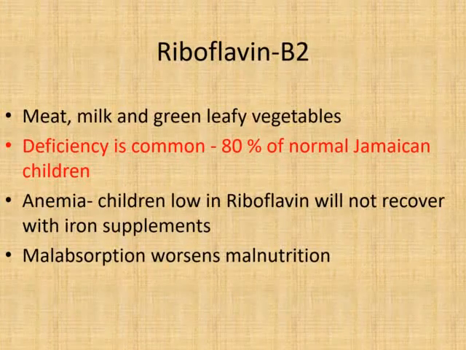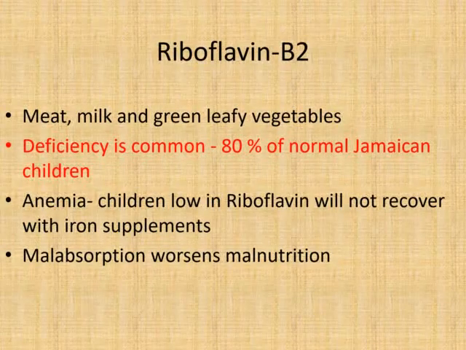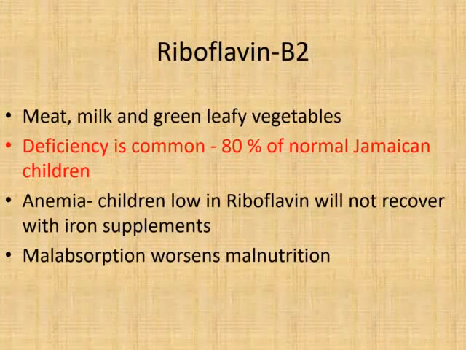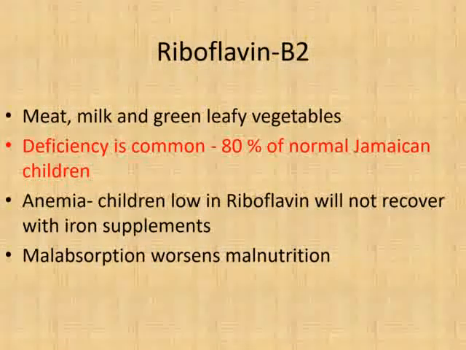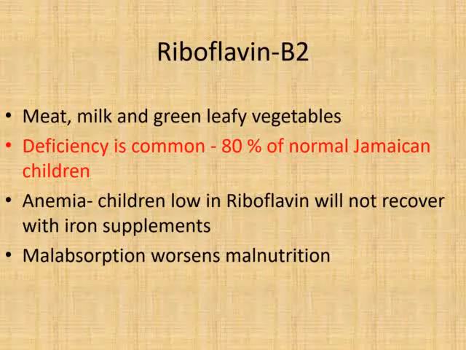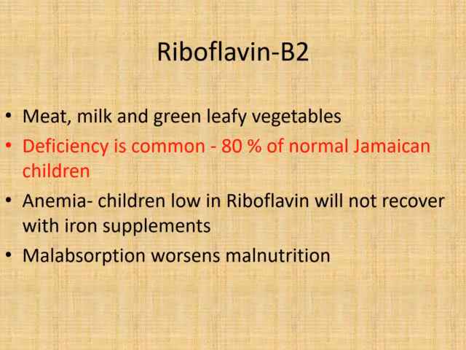Riboflavin, B2. It's found in meat, milk, and green leafy vegetables. Deficiency is common. It was documented in 80% of normal Jamaican children. Anemia in children with low riboflavin will not recover with just iron supplements, and malabsorption worsens malnutrition.